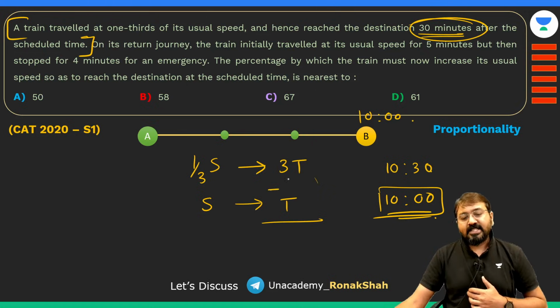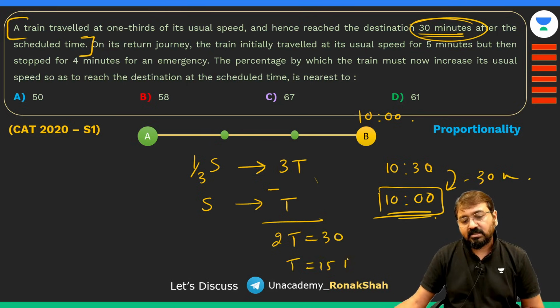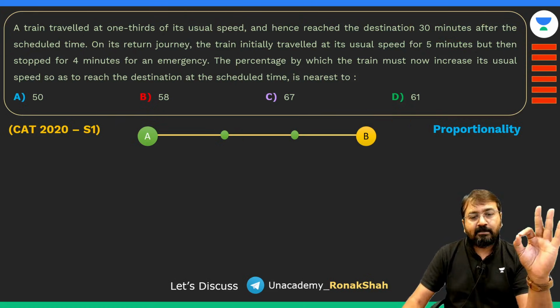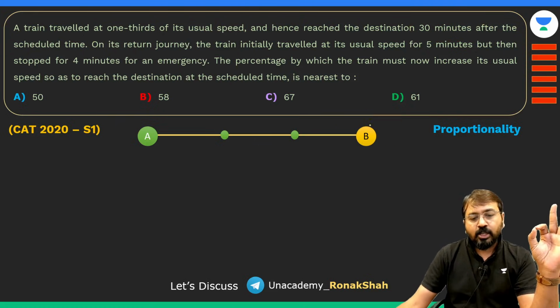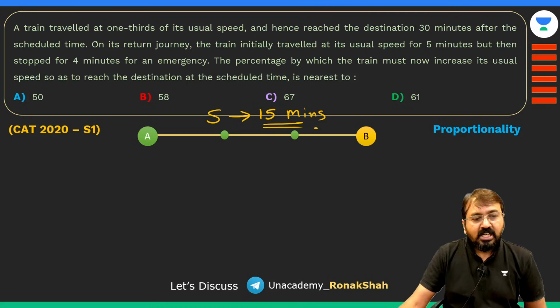So can I say here the train is saving 2t time, and here it is saving 30 minutes time. So I can say 2t is equal to 30, or you can say t is 15 minutes. So basically the train had to complete this journey in 15 minutes time. Let me just write over here. Train had to complete this journey at its usual speed. It should have completed this journey in 15 minutes time. That's it. This is a very simple question. Okay, now let's read further.